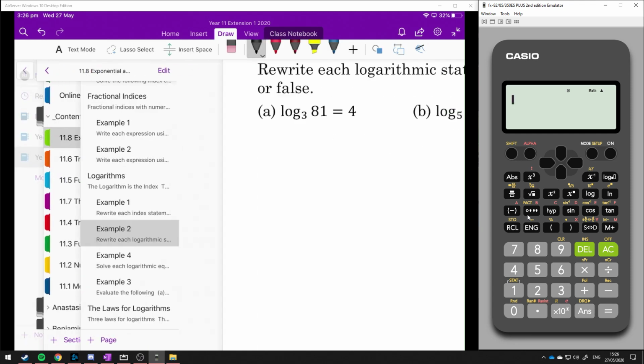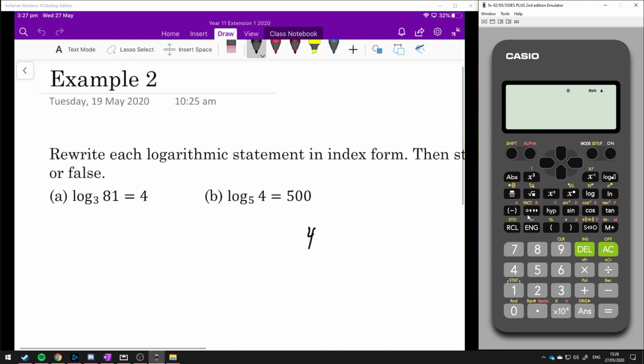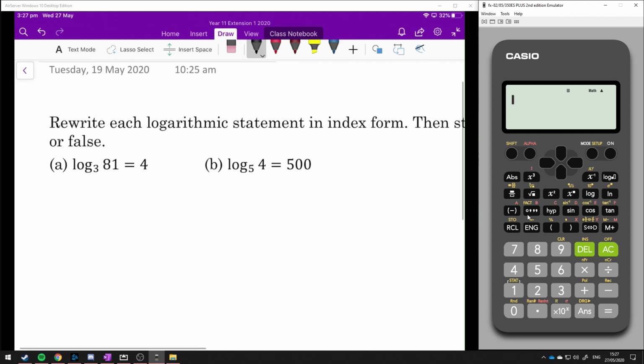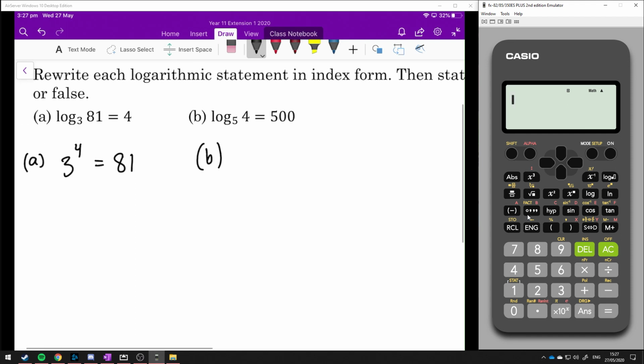And as I said, we can go the other way as well. If I've got the logarithmic form, we can change it back to the index form. So the log base 3, my 3 is my base for this power again. And it's saying 3 to the power of what gives me 81? Well, my answer is 4. 3 to the power of 4 gives me 81, and that's all it is, okay? Now, the next part of this question actually says then state whether it is true or false.